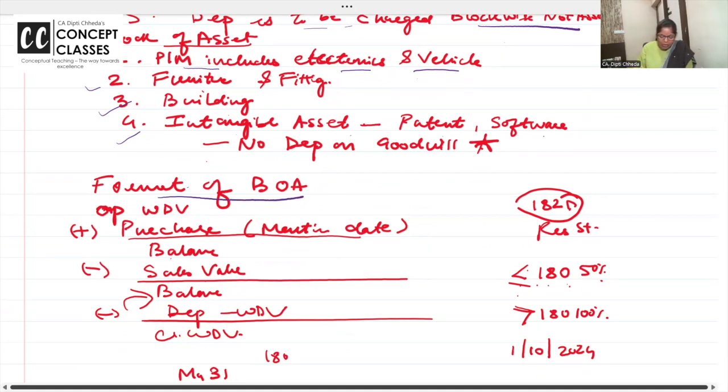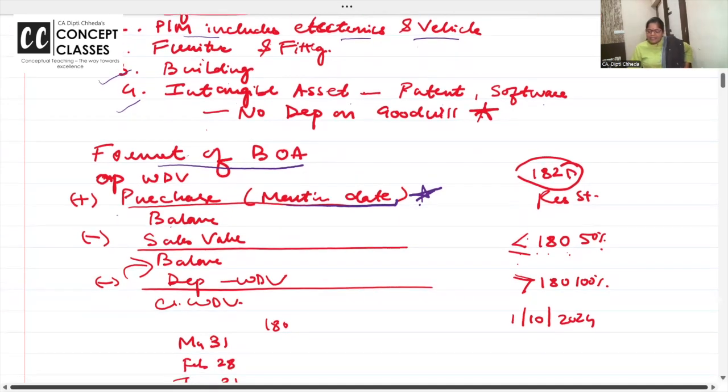So for the block, you will have the opening WDV and purchases; mention the date. Ma'am, why date? In accounts, we charge the depreciation from the day of purchase, 1st July, 1st September. In income tax, if the asset is used for more than 180 days, 100% depreciation, the full rate, which I will teach you now. If the asset is used for less than 180 days, 50% depreciation.